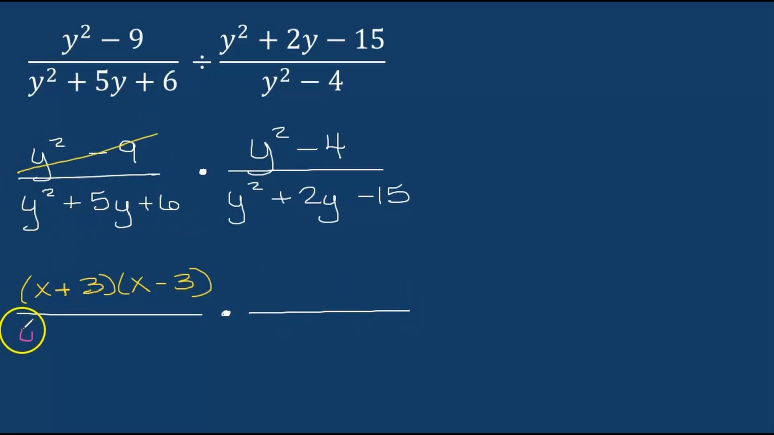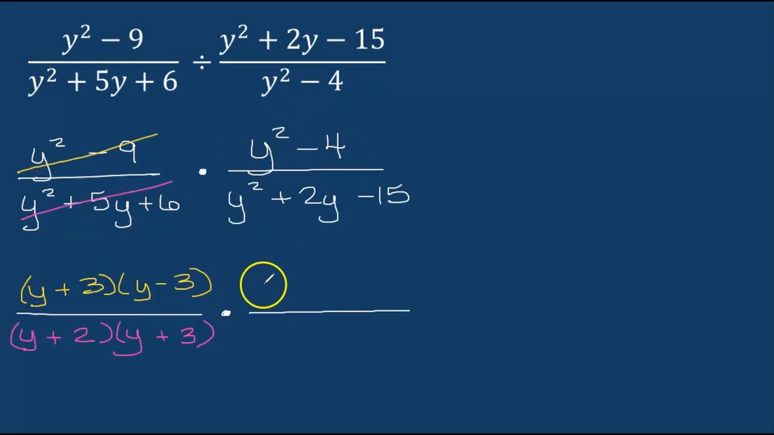This one has our y's separated. And I just realized I wrote x's instead of y's. Let's fix that. The factors of 6 are 2 and 3. Everything is positive. And so this one's done.